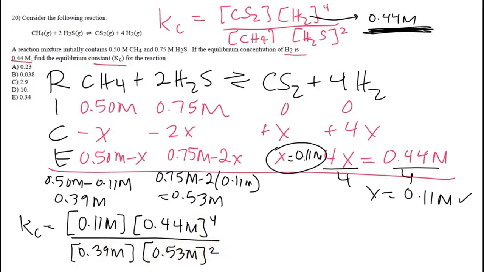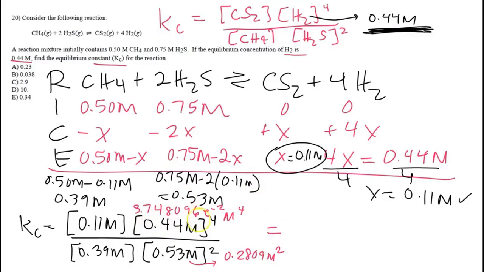I like to go through and get all my little numbers here. So 0.44 raised to the power of 4 is going to be 3.748096 times 10 to the negative 2, molarity raised to the power of 4. 0.53 squared is simply going to be 0.2809, and that's going to be molarity squared. Again, units don't matter because we're talking about our constant value.